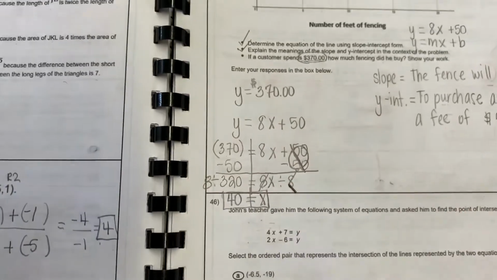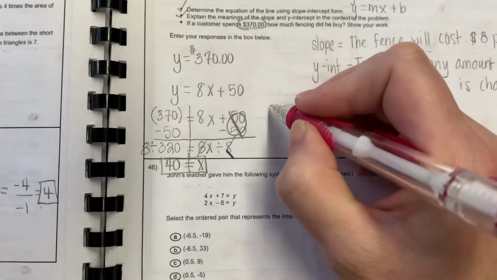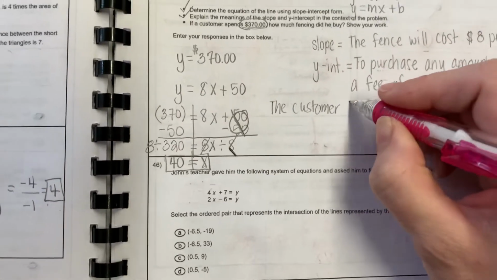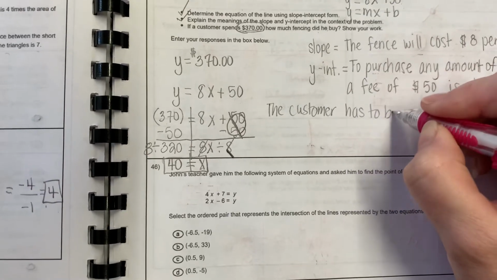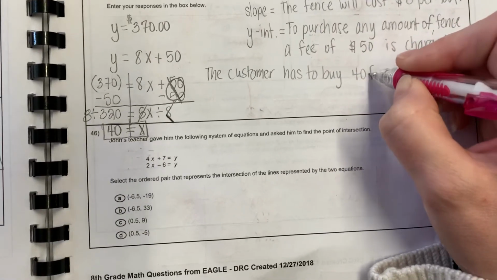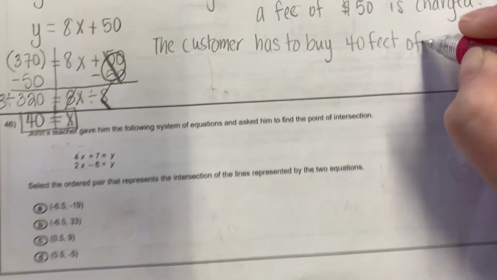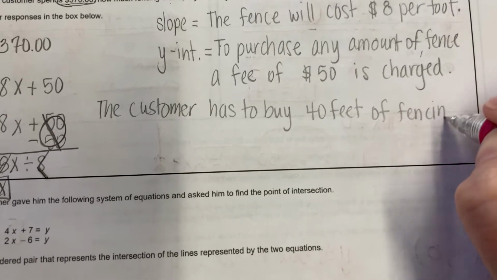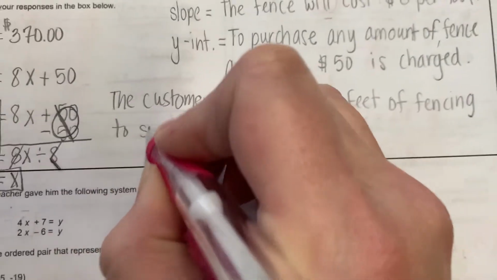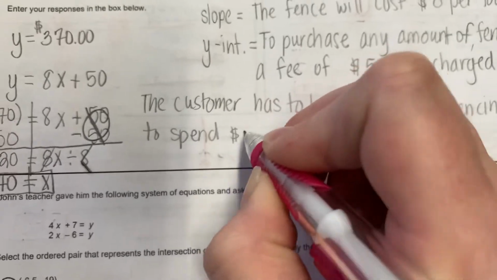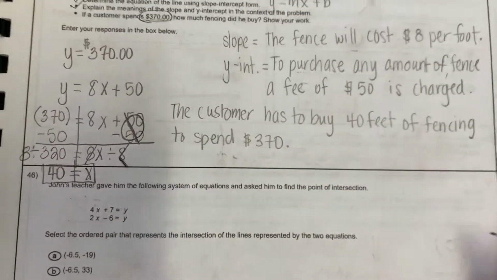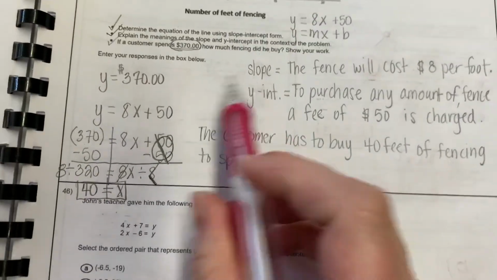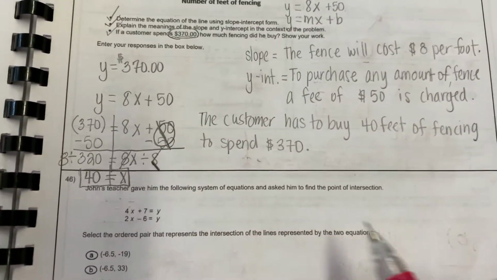So that means that the customer has to buy 40 feet of fencing to spend $370. And that was the third bullet. It also said to show your work, so here's my work over here.